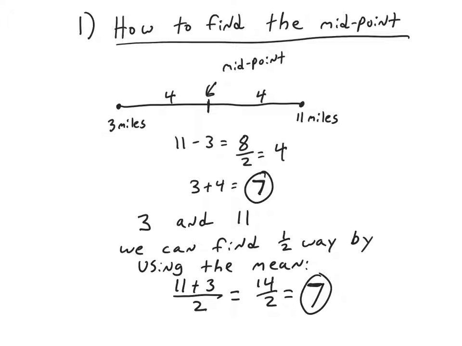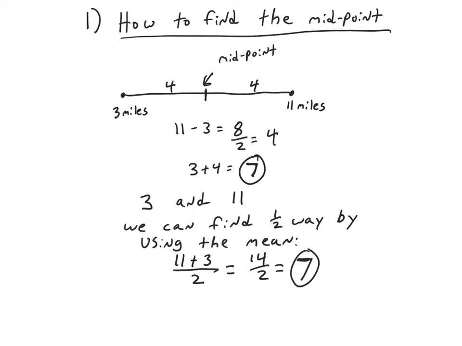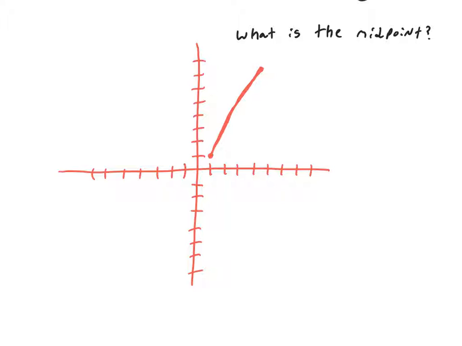But what if we also have a y-coordinate to deal with? So let's look at one where we have both an x and a y. Here I've drawn a line segment, and we're going to find the midpoint of this line segment. First we want to figure out the endpoints. The first endpoint is x is 1 and y is 1. The second endpoint is x is 4 and y is 7.